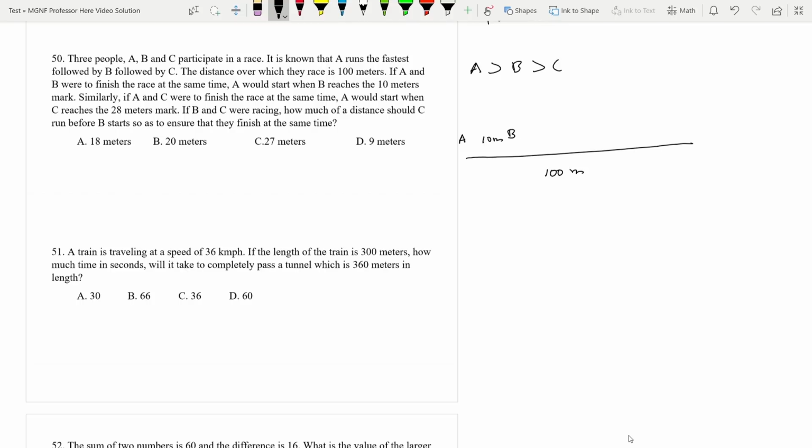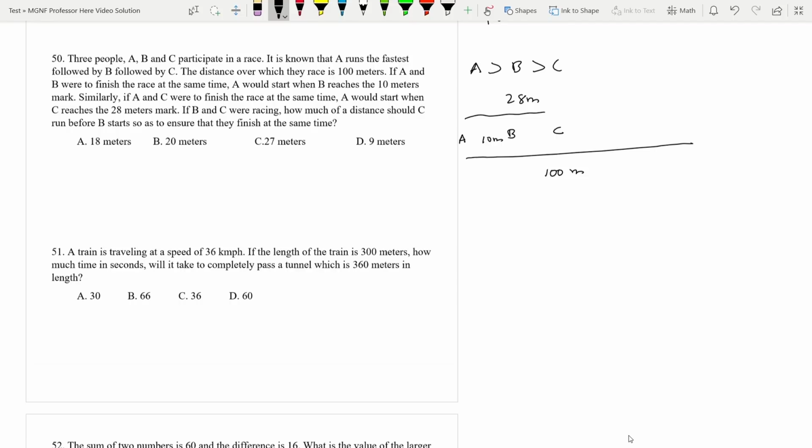Similarly, if A and C were to finish the race at the same time, A would start when C reaches the 28 meters mark. C will be here. So, from here to here, it will be 28 meters. Now the question is, if B and C were racing, how much of a distance should C run before B starts so as to ensure they finish at the same time? Okay. The answer is not 18 because they are not starting the race from this position.